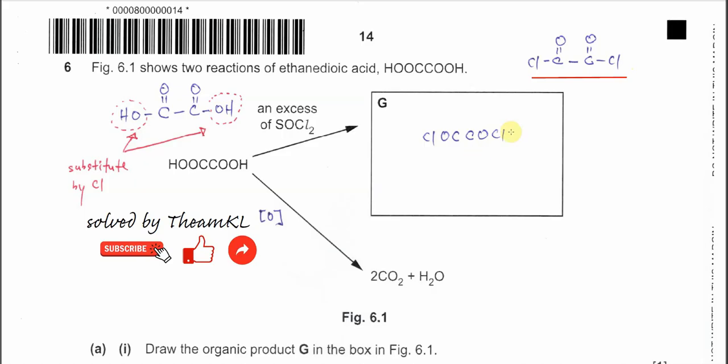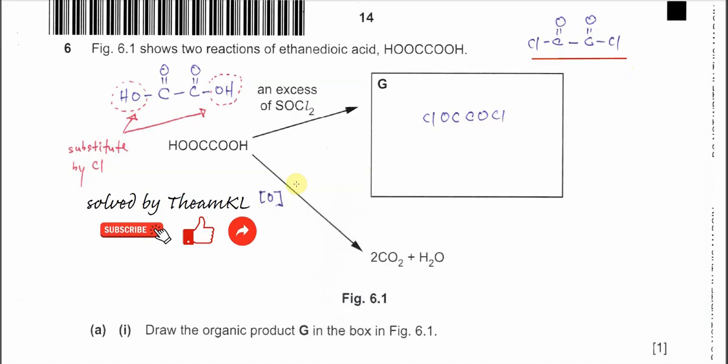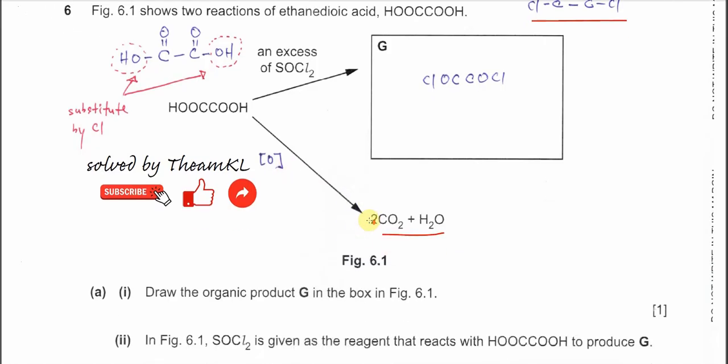Okay, so this one is easy. Therefore, you just put COCl and COCl. And the second reaction forms CO2 and H2O. So this carboxylic acid now undergoes oxidation and forms CO2 and H2O. Later we will discuss that.